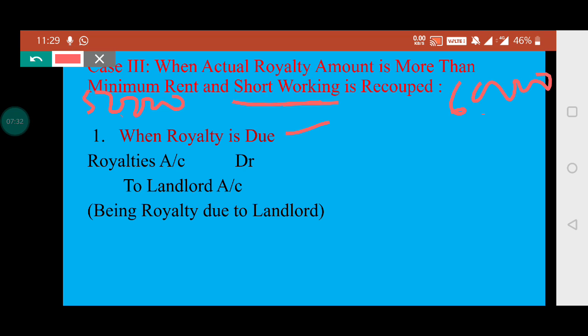Okay. Now the entry is royalty account debit. How much now? Royalty is 60,000. So 60,000 to landlord. Being royalty due to landlord.